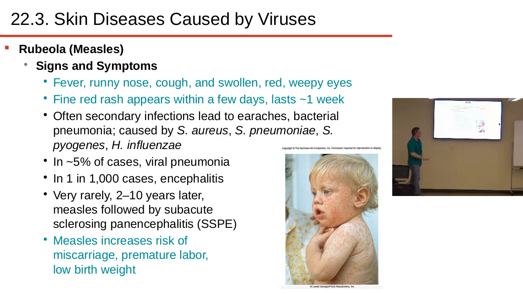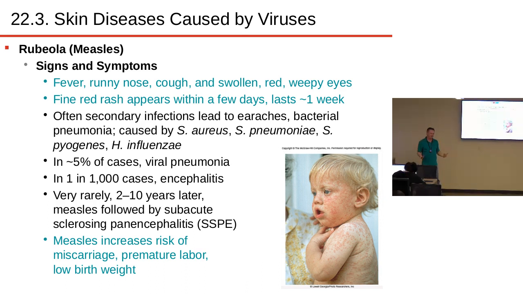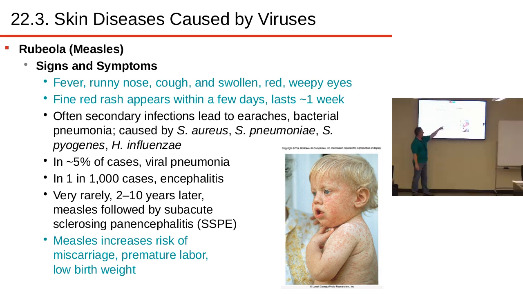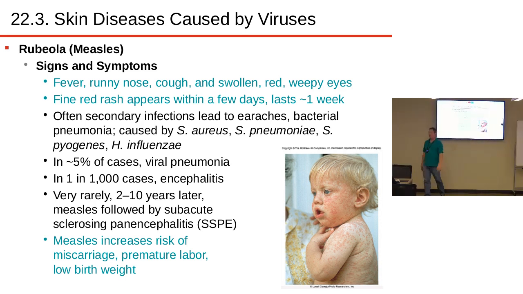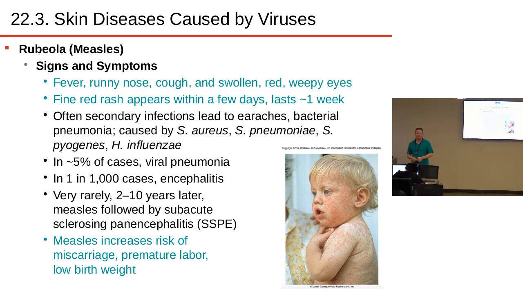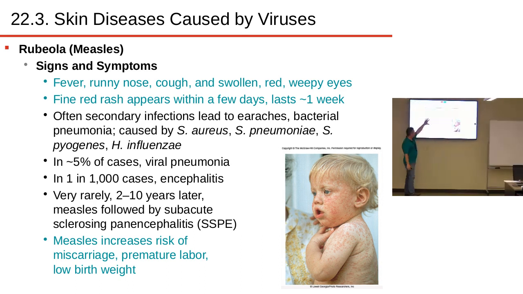In about 5% of cases, we get viral pneumonia. Nothing we really concern ourselves with too much. It's always the next one here that ends up being the problem. 1 in 1,000 cases will end up with encephalitis, which is basically swelling, internal swelling, and so that's problematic.